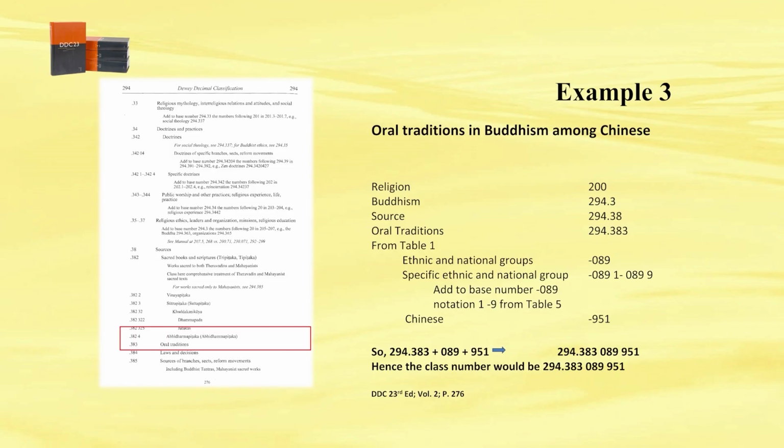So let's synthesize the number. The number will be 294.383, that is the oral tradition of Buddhism. Then we add 089 that we have found in Table 1 for national and ethnic group, and finally from Table 6 we have found the number for Chinese, that is 951. So the final class number will be 294.383.089.951. I think you have got it. So proceed for the next.